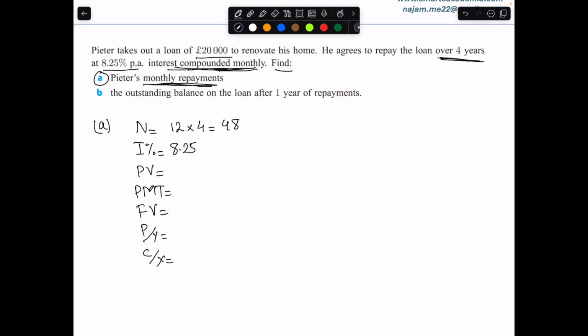Present value again is going to be 20,000, which is being received by Peter from the bank, and it's going to be positive because it is cash inflow. PMT, again, the amortization or the monthly repayments. This is what we need to find, and as discussed, it needs to be 0. The future value is going to be 0 as well because it has been repaid after 4 years. P over y is going to be 12 because it's monthly repayments. Similarly, C over y will also be 12. Now let's try to put these things in the calculator and see what we get.